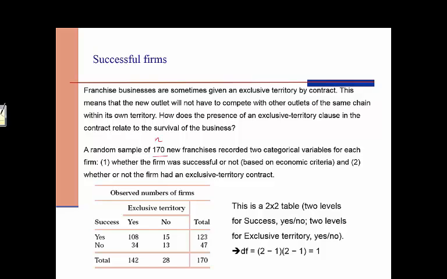And you see whether the firm was successful or not, right? These are categorical variables. Success, yes or no. And if the firm had an exclusive contract or no. Okay, so exclusive contract, yes, no, and success, yes or no. It's a 2 by 2 table. Okay. Degrees of freedom is 2 minus 1 times 2 minus 1, which is 1.